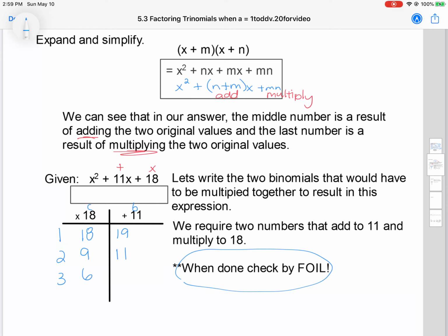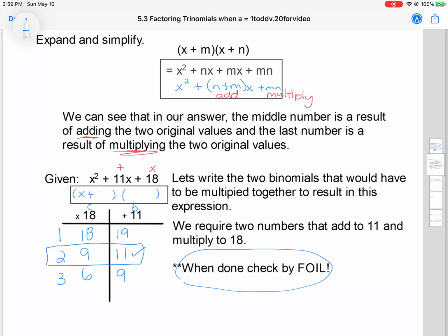I'm just going to keep going. Okay, so let's say it was 3 and 6. They are also multiples of 18, but they add to 9. Okay, so then here, this is the row that works. Okay, so we have found two numbers that multiply to 18 and add to 11. What are those two numbers? 2 and 9. So if you choose to do sort of the systematic way of doing it, then when you go and write your two brackets, it actually really doesn't matter, because when you do the multiplying, it doesn't matter which order you multiply them in.